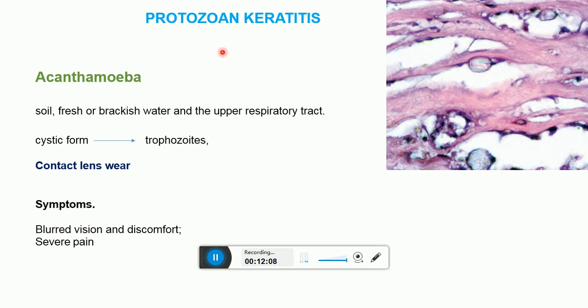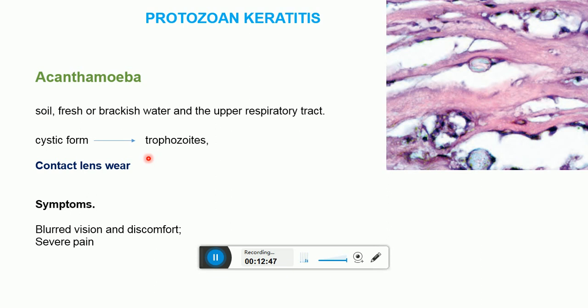Protozoal keratitis, in which the first one is acanthamoeba. Acanthamoeba are ubiquitous free-living protozoa commonly found in the soil, fresh or brackish water, and upper respiratory tract. The cystic form is highly resilient. Under appropriate environmental conditions, cysts turn into trophozoites with tissue penetration and destruction.